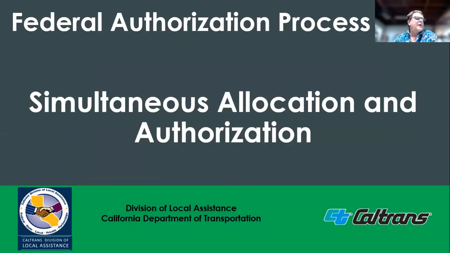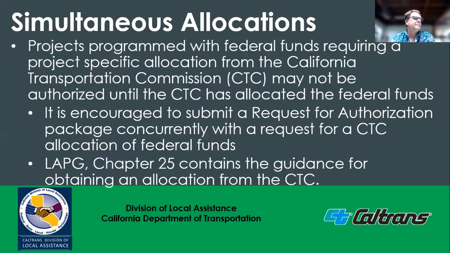For projects that require an allocation of federal funds by the CTC, for example, STP or ATP, it is recommended that the allocation and authorization requests be submitted concurrently. The District Local Assistance Engineer, DLAE, will review both packages for completeness and accuracy. If they are both complete and accurate, the DLAE will submit them to Headquarters Office of Implementation simultaneously within the CTC's published preparation schedule. There will be a focus on the allocation request to ensure that the request makes the CTC deadline for inclusion on the meeting agenda.